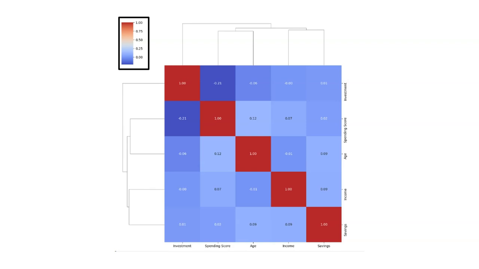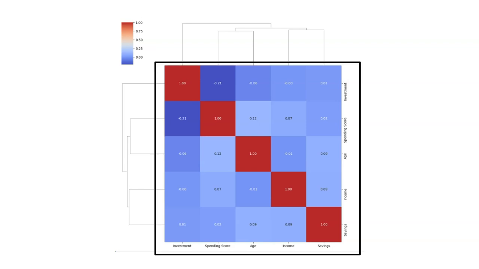In this heat map, red indicates a positive correlation, blue indicates a negative correlation, and white or light blue or light red suggests little or no correlation. The numbers in each cell of the heat map are the correlation coefficients ranging from -1 to +1. A value of +1 means a perfect positive correlation, -1 means a perfect negative correlation, and 0 indicates no correlation.